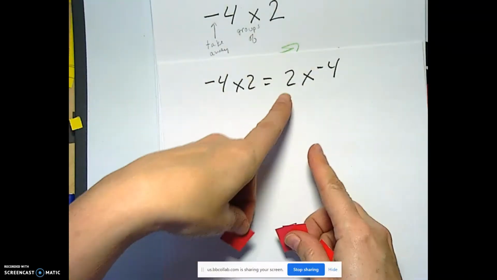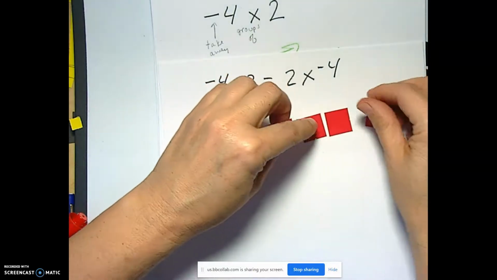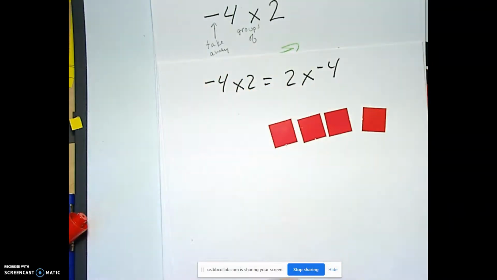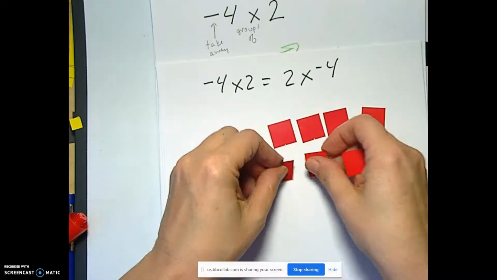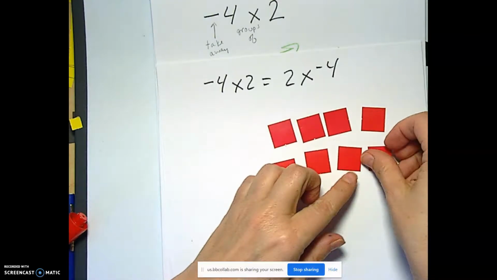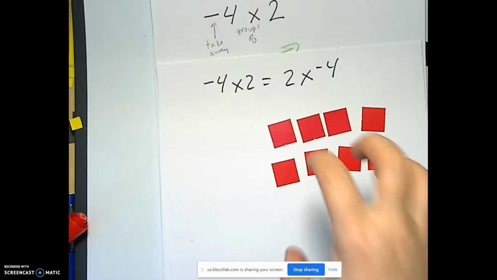So now we're putting in 2 groups of -4. 1, 2, 3, 4. We put in 1 group of -4. 1, 2, 3, 4. Come over here, little guy. 1, 2, 3, 4. In this case, we just put in 2 groups of -4. And there we have our -8.